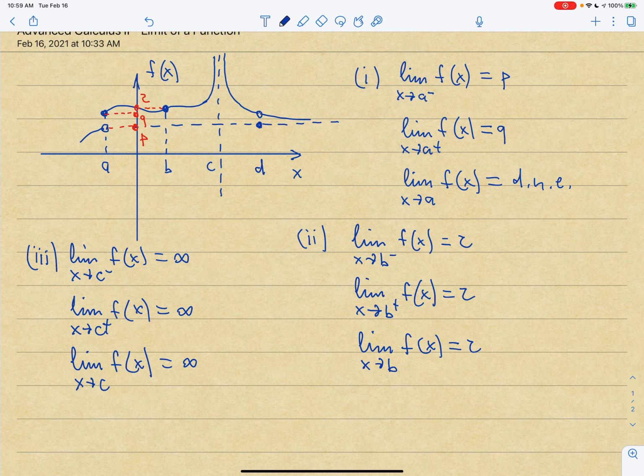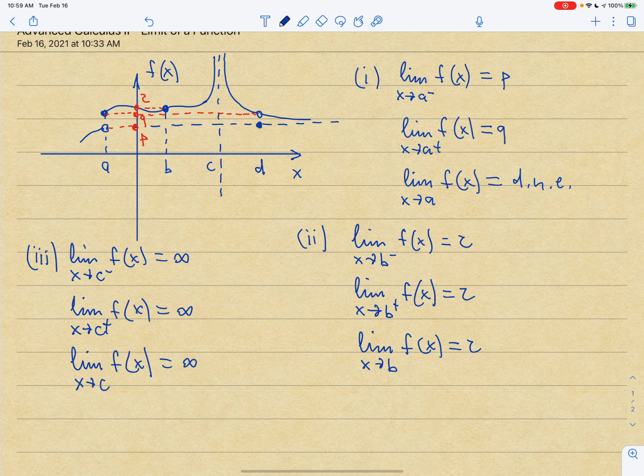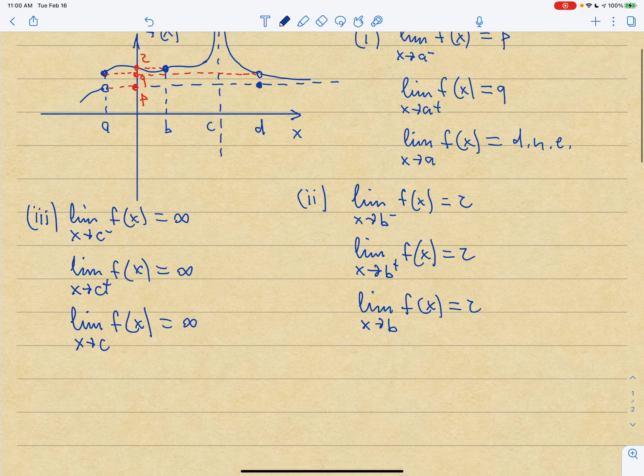So let's do it this way. The circle is at Q, and the value of the function now is at P. So I generated a hole. Same question. Number 4.